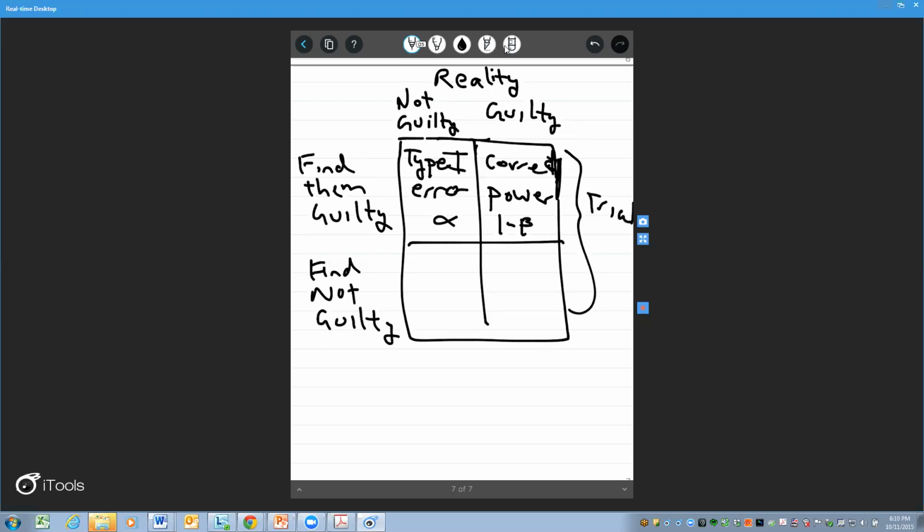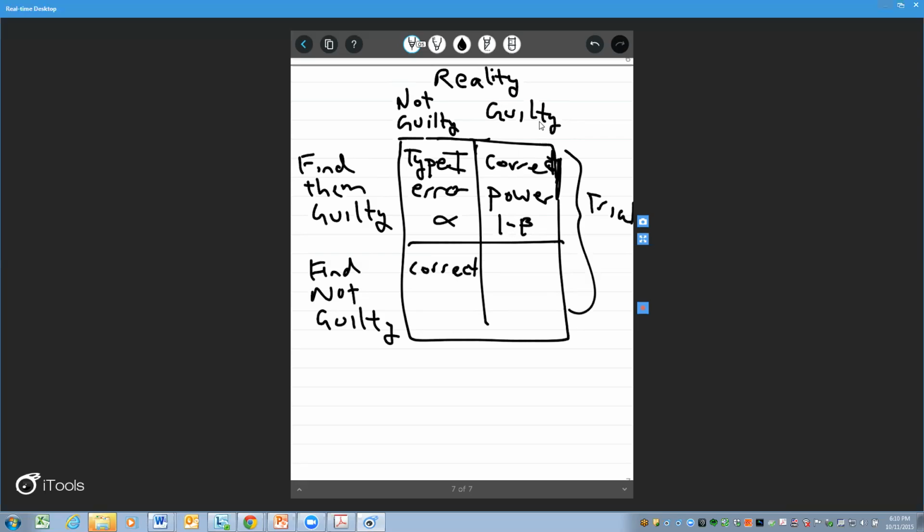If they were in reality not guilty and we found them not guilty, that was again a correct decision. But finding a not guilty person not guilty is again the way that it's supposed to work. But if somebody is running for district attorney, they don't talk about how often the innocent person was found not guilty. They talk about how often the guilty person was found guilty. So they deal more into the power of the test with this comment.